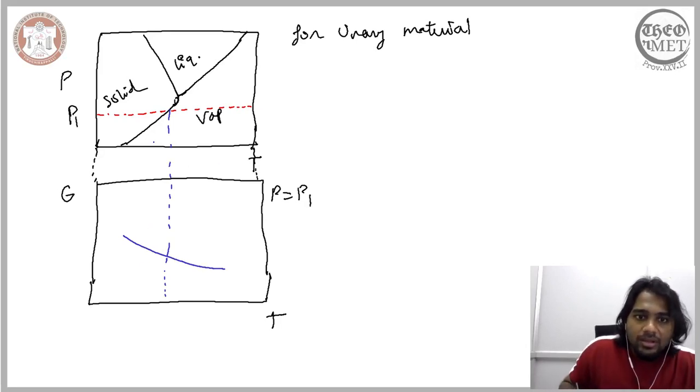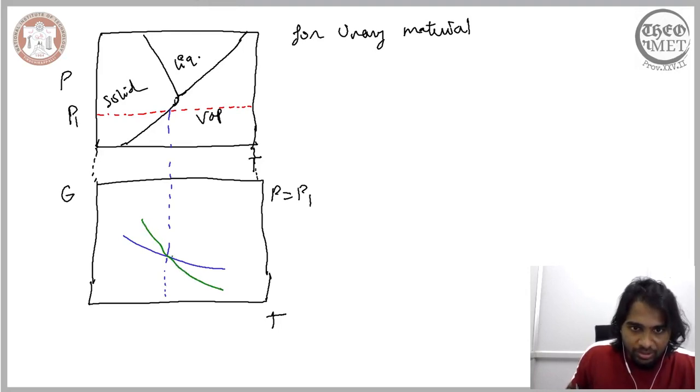And now, from this point onwards, it is the vapor that is stable. So therefore, the change in the Gibbs free energy of the vapor would look something like this. So beyond this point, it is the vapor that is stable. So the green line represents the vapor and the blue line represents the solid.